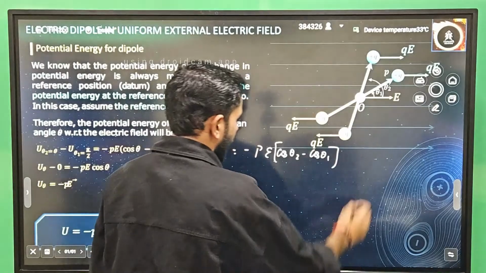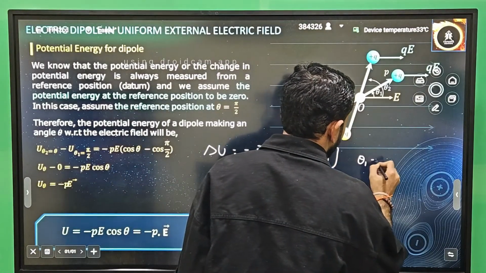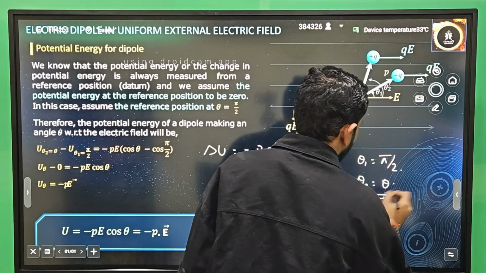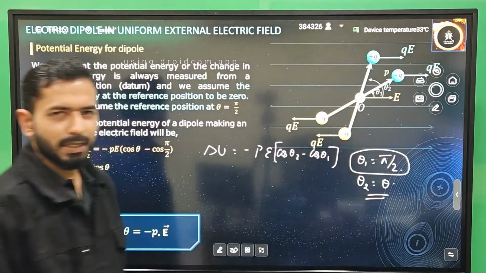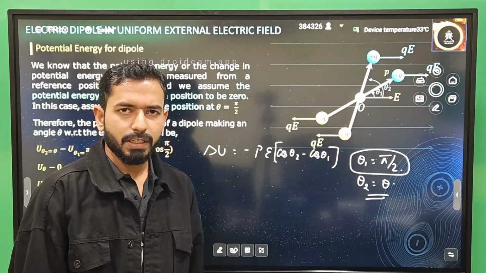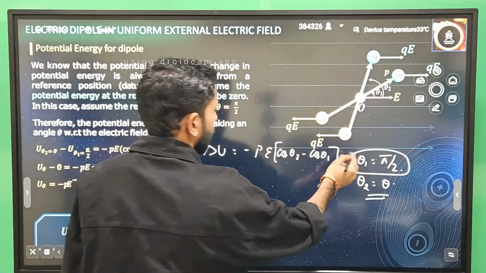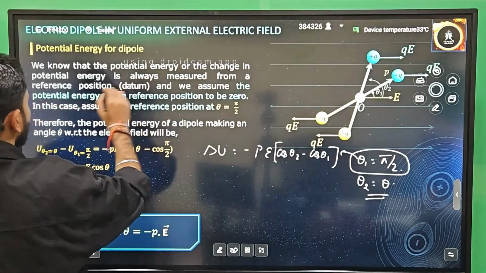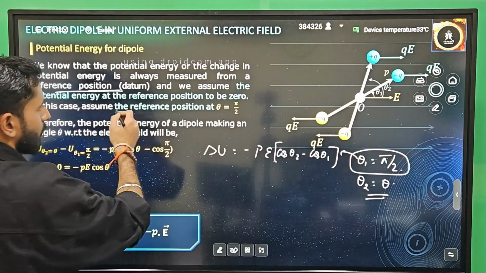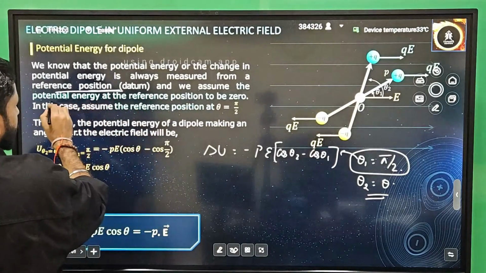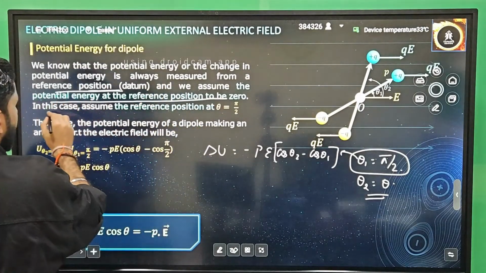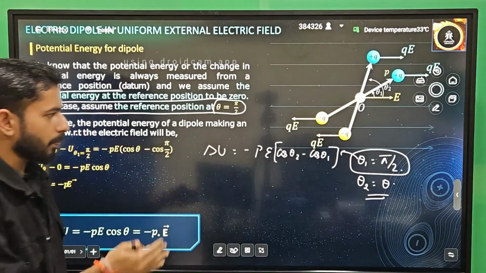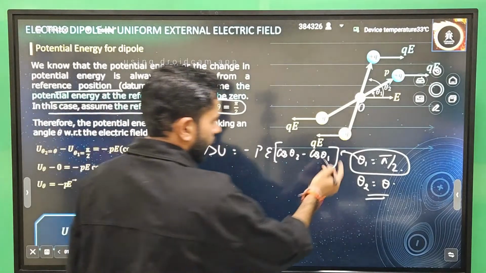Now what I will say is, let's suppose theta 1 is equal to pi by 2 and theta 2 is equal to theta, and theta 1 is the reference quantity I have taken. At theta 1 potential energy will be 0. Now put theta 1 here. You can see the statement also. We know that the potential energy or the change in potential energy is always measured from a reference position that we are trying to decide. We assume that the potential energy at the reference position to be 0. In this case, assume the reference position as theta is equal to pi by 2. We have assumed that theta is equal to pi by 2 is our reference. Okay. So put cos of pi by 2.